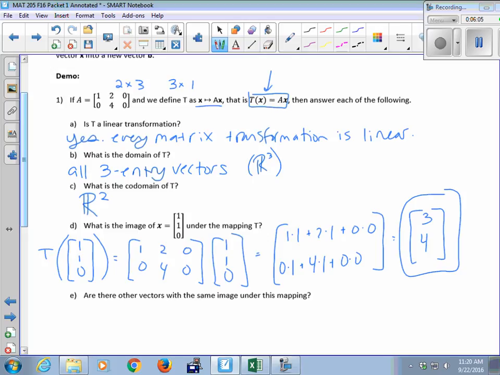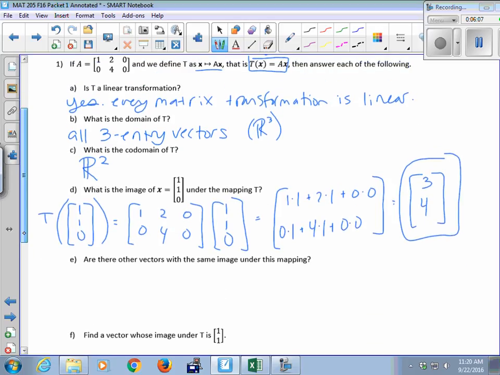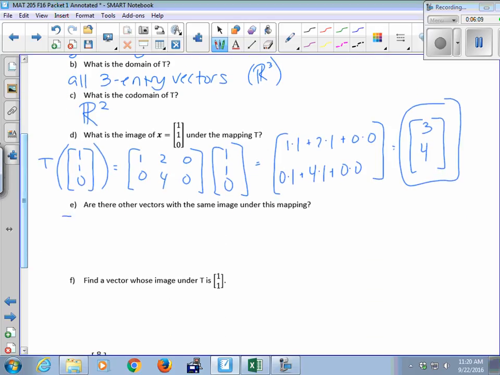So I'm asking for an x1, x2, x3, right? So I could say, let's just write down in symbols what this question is asking. I have a matrix, 1, 0, 2, 4, 0, 0. I'm looking for a 3-entry vector, x1, x2, x3, that when I multiply the matrix by it, I get 3, 4.